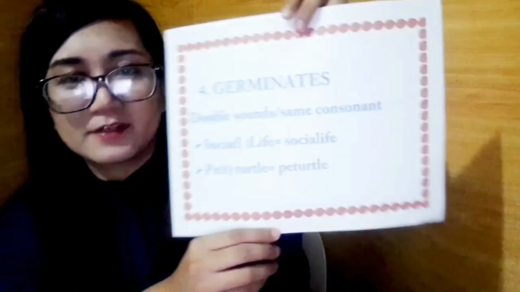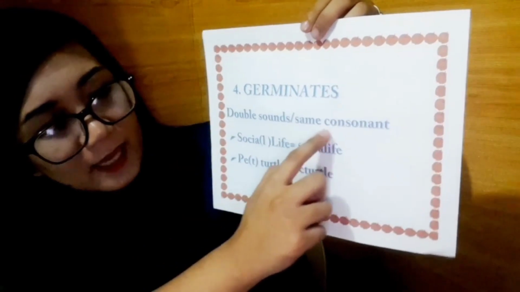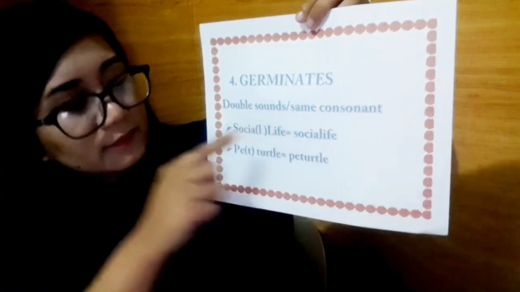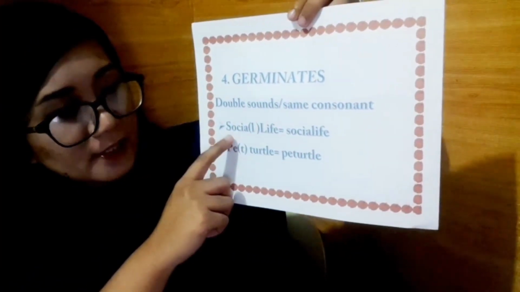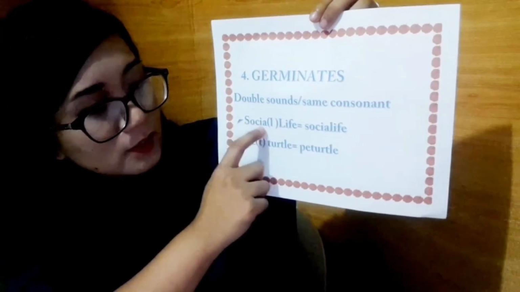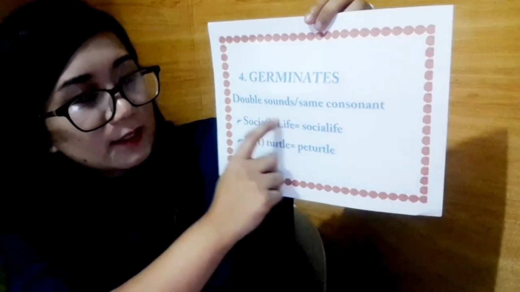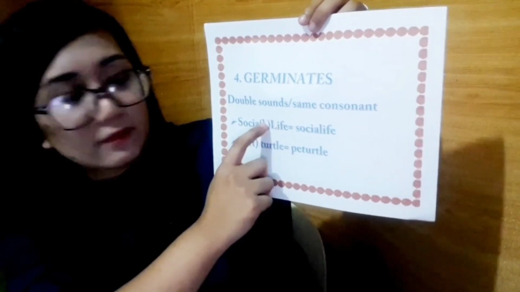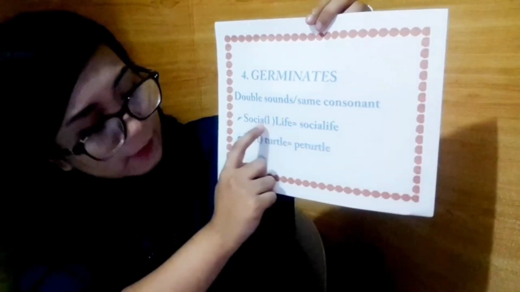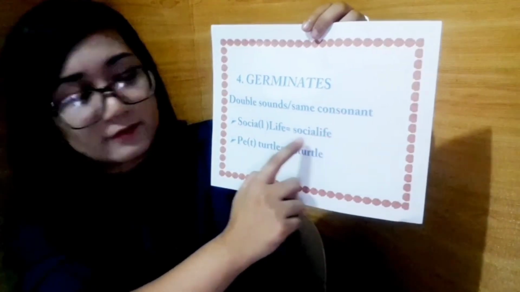And of course, the last but not the least, we have germinates. When we say germinates, these are double sounds, or they have the same consonant sound in consecutive words. So for example, social life. Social ends with L sound and life starts with L, so it is a double sound. All we have to do is to omit the first sound. Okay, so let's try. Social life.